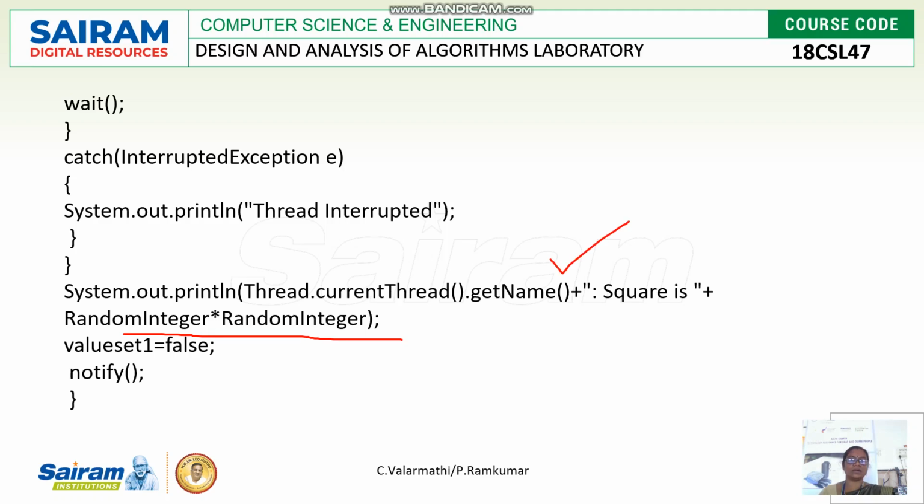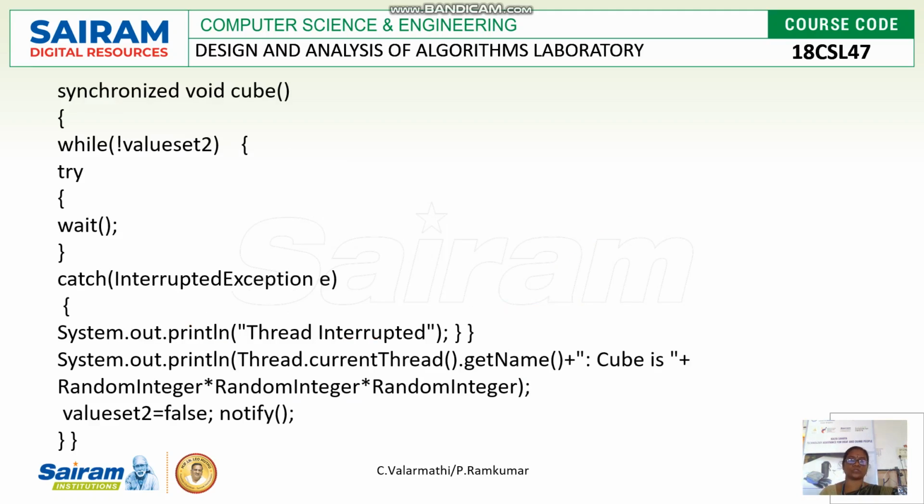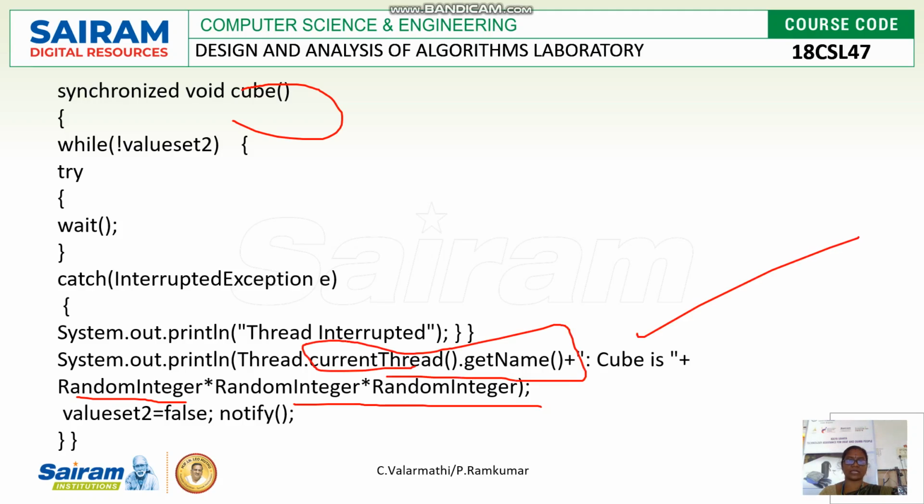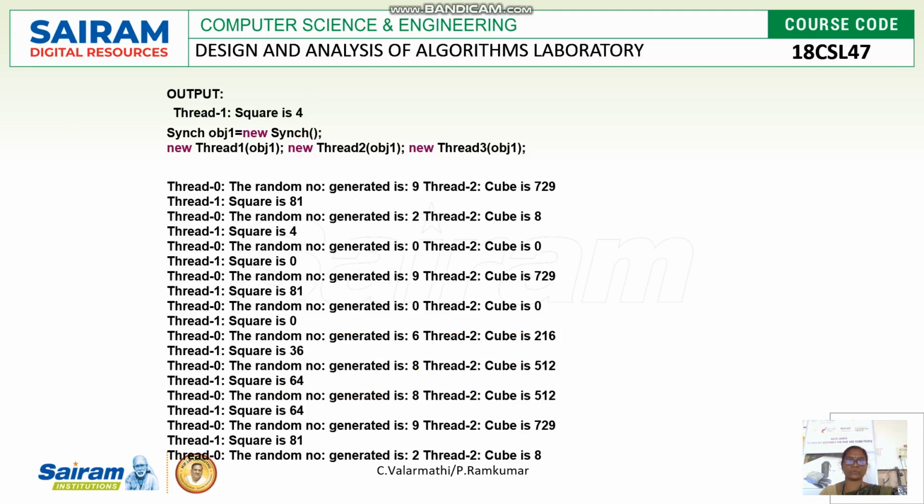That will be printed using the current thread name with the parameter of square is equal to. Then similarly for finding the cube, we need to have the formula called random integer star, random integer star, random integer, and we need to have the current thread name using the method currentThread().getName(). Then this is the output we got.